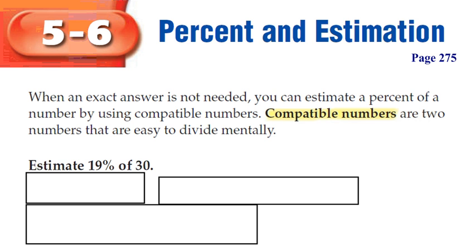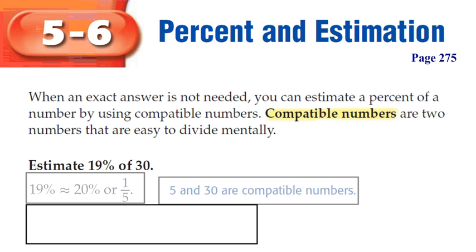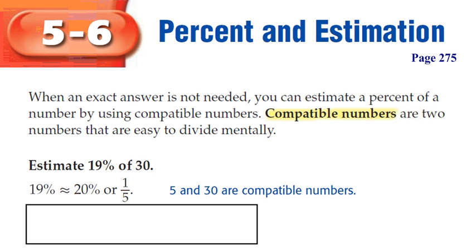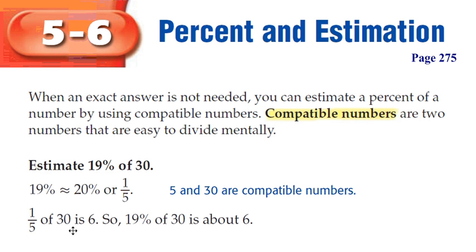So here's an example. Estimate 19% of 30. Well, 19% is close to 20%, so we're going to estimate 20% instead of 19%. And as a fraction, 20% is 1/5. So the 5 in the denominator and the number 30 are called compatible numbers because we can divide those easily in our head. If we took 1/5 of 30, we would get about 6. So about 19% of 30 is approximately 6.